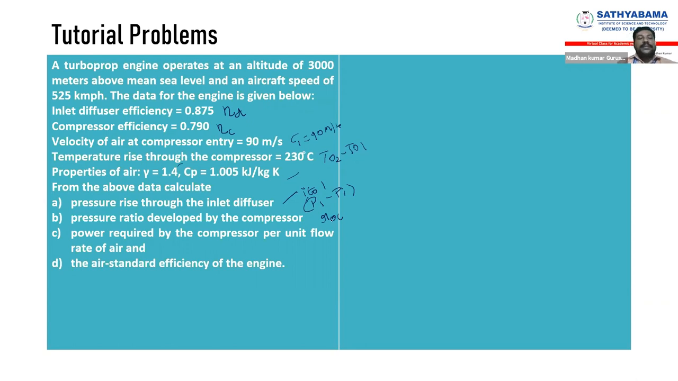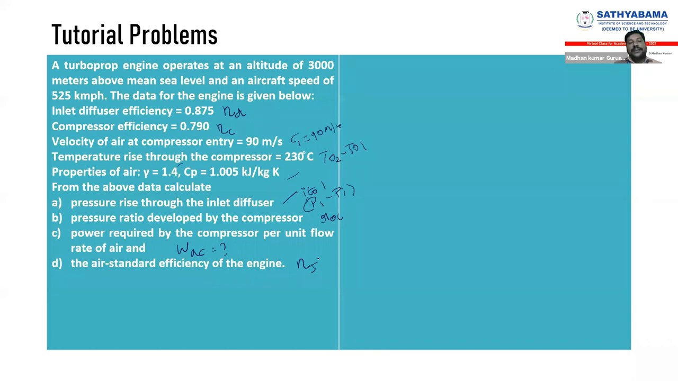And then the power required by the compressor per unit flow rate of air. So what is the power required by the compressor? It is nothing but Wc, the work done of the actual compressor, W_AC. That is the power required per unit flow. And then finally, we have to find the air standard efficiency.